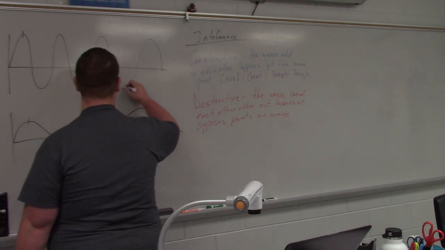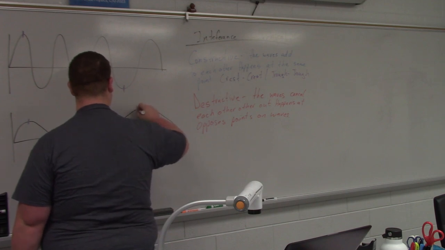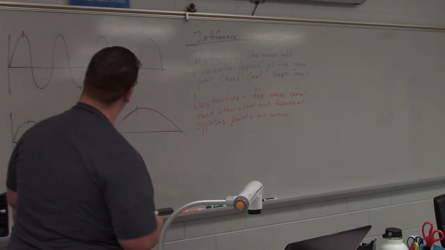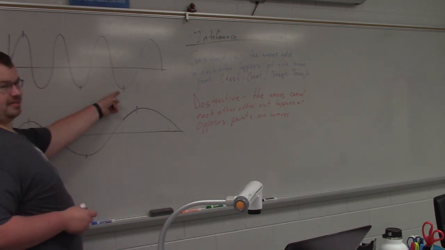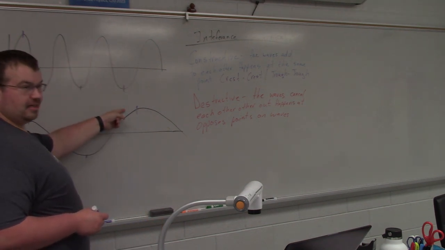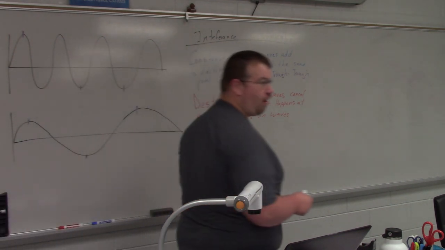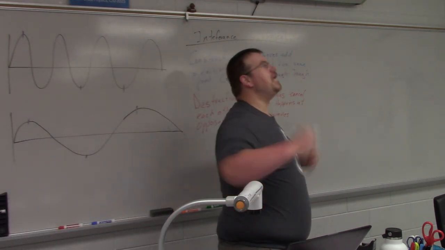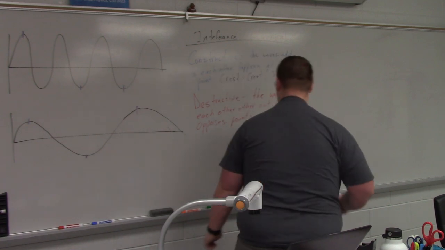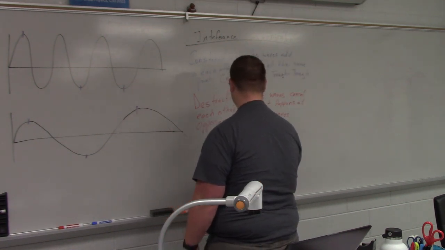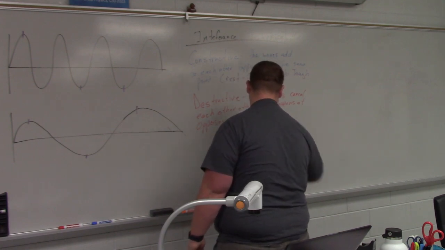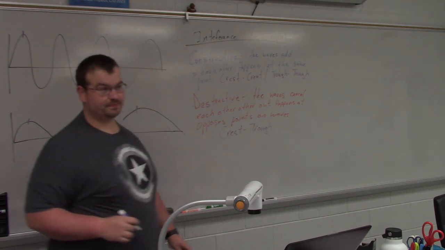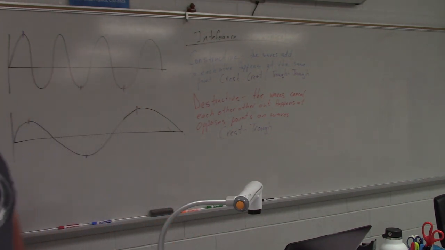So let's say here and here. I know they don't perfectly match up, but right now pretend that they perfectly match up. What is this? Crest. What happens if a crest meets a trough? It's destructive interference. It cancels it out. You should draw another little wave with both on so we can see better.